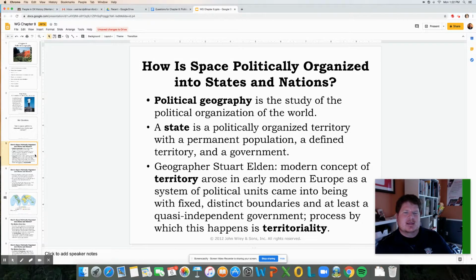defined territory and government. So basically we know this group is here. There's a boundary outlining this group's area, their piece of land, what's in their territory, and the government that overlooks everything. So that's really what a state is. Another way of saying state is country.